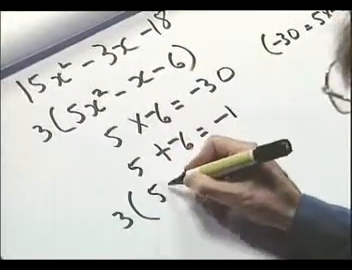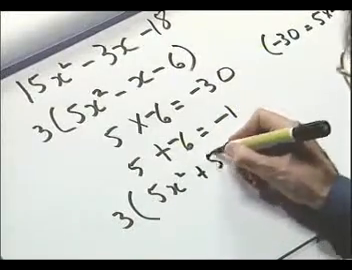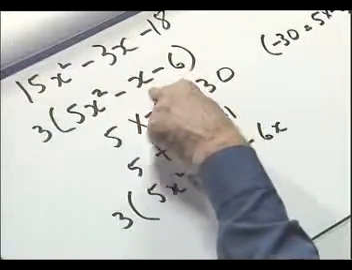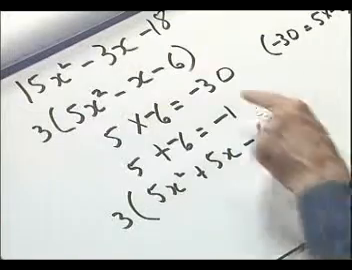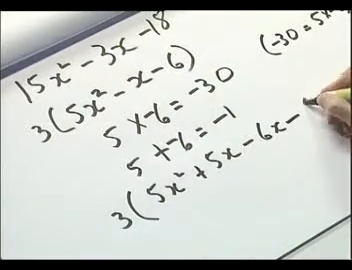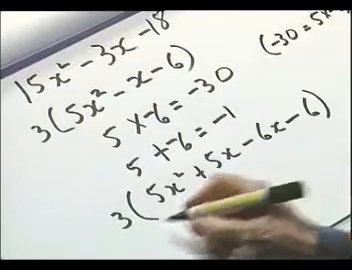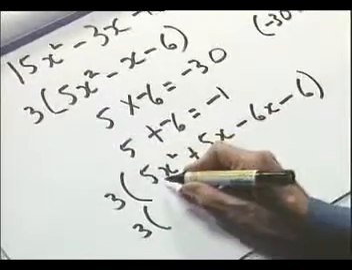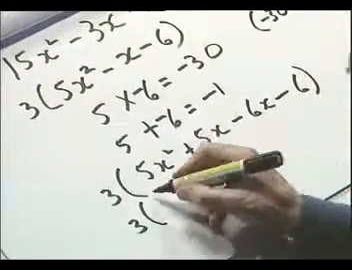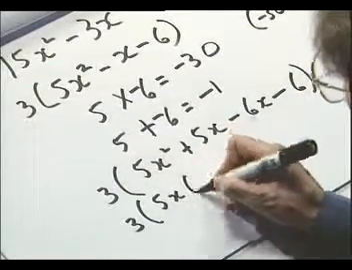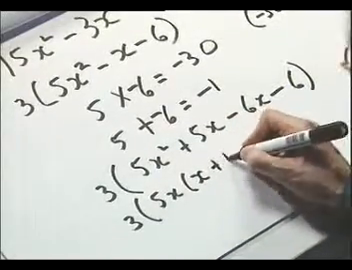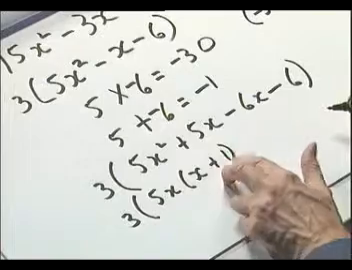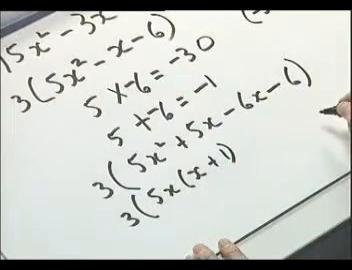So I'm going to have 3 brackets 5x squared plus 5x minus 6x. So we've broken down this minus x into 5x minus 6x, and then the final term on the end, minus 6, and close the bracket. Keep the 3 outside. Let's look at the front two terms here. There's a common factor of 5x. Let's take that out. 5x, x plus 1. 5x times by x gives me the 5x squared. 5x times by 1 gives me the 5x.